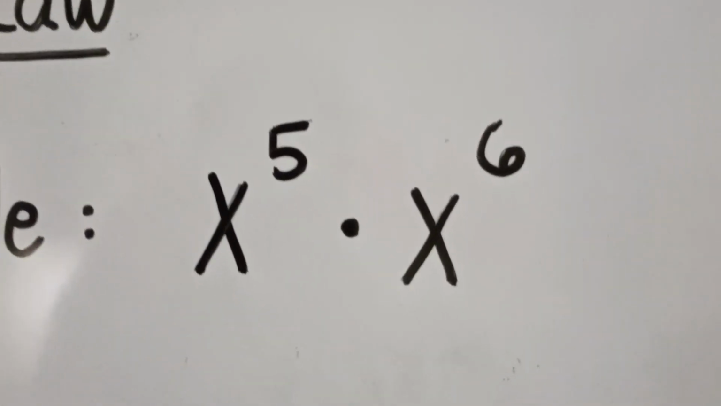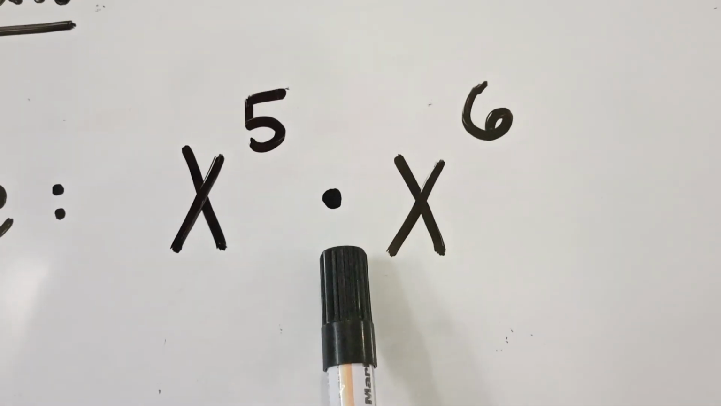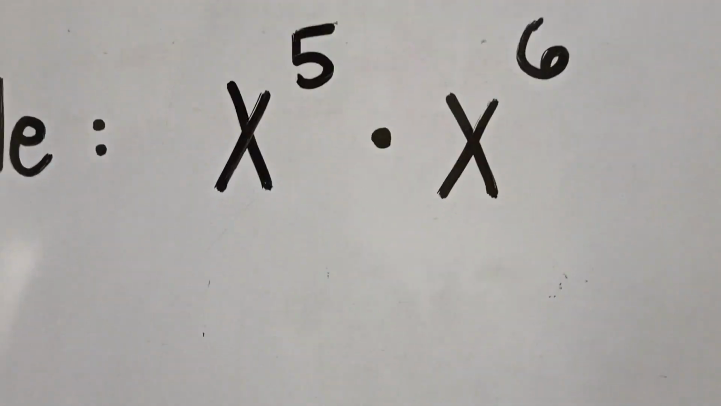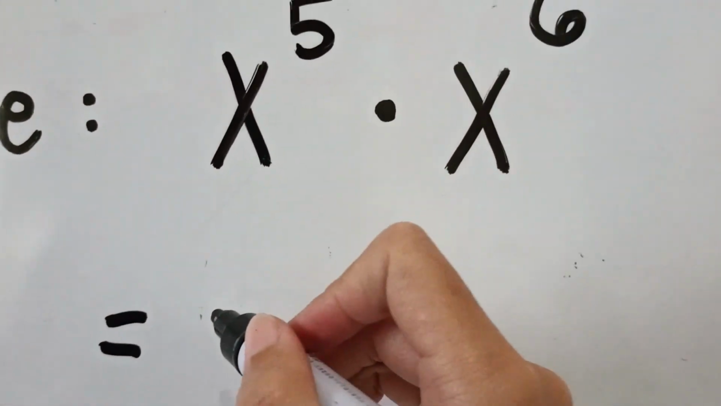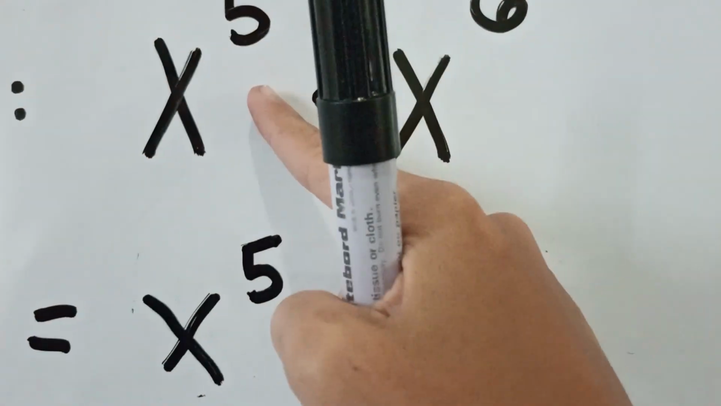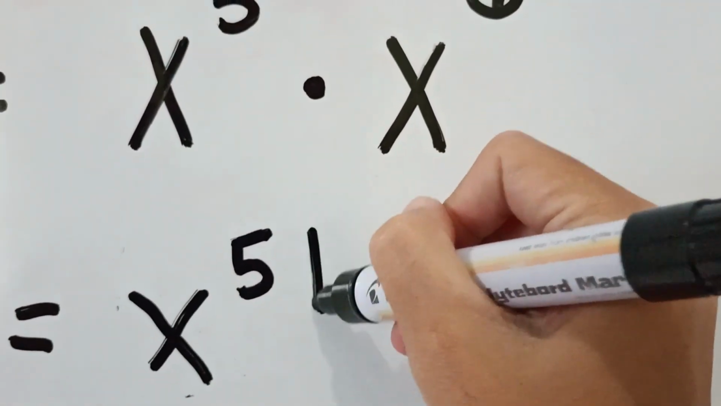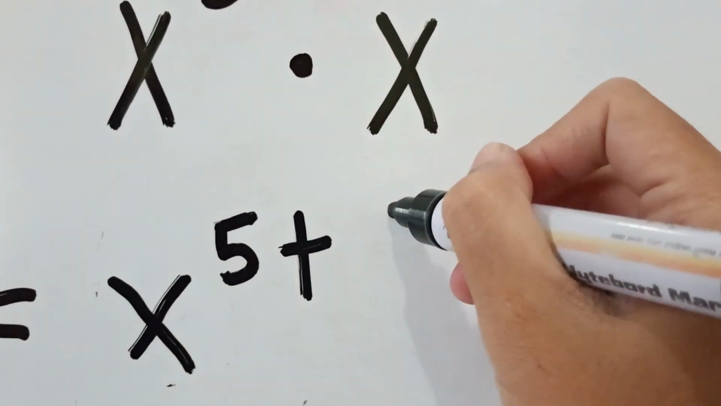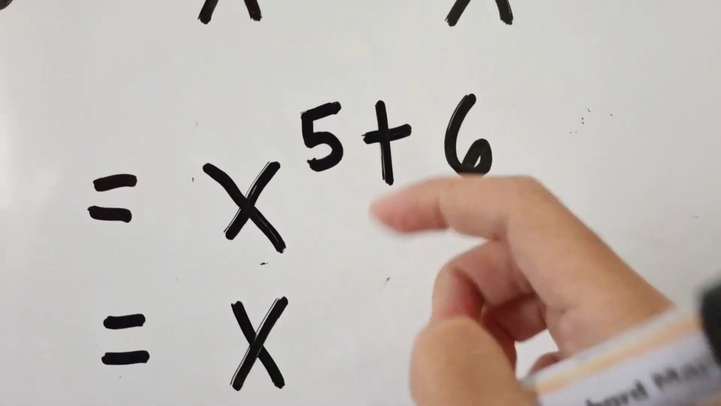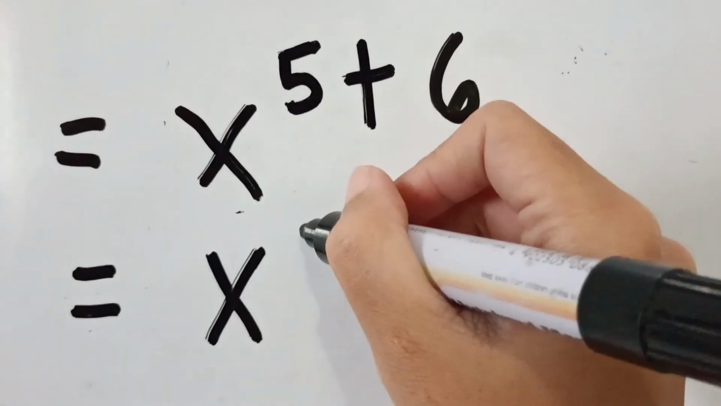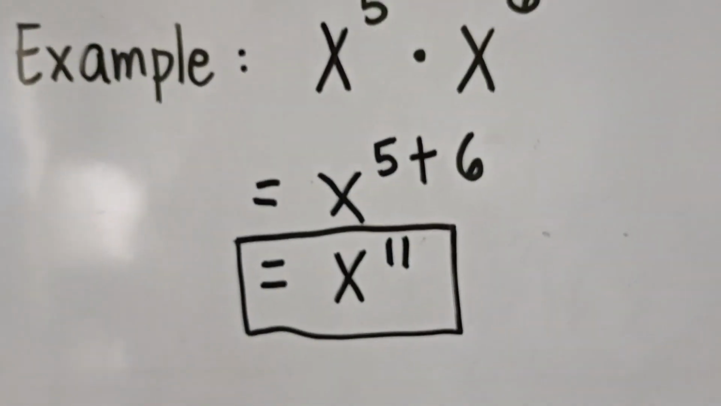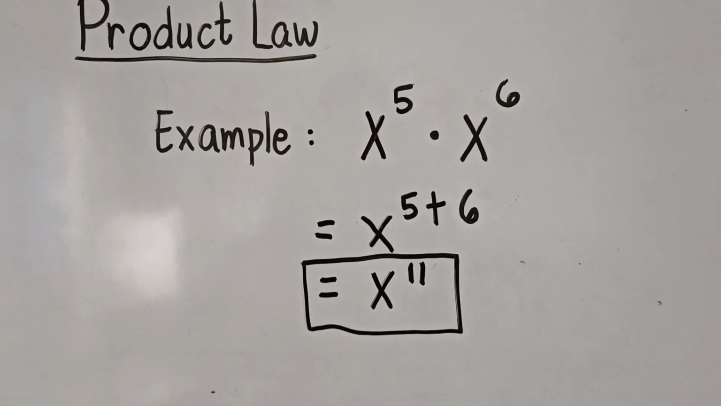Now we have an example, x to the power of 5 times x to the power of 6. As you can see, they have the same variable. So all we need to do is copy the variable, and then we copy the exponent, which is 5, and we will add it with the other exponent, which is 6. Now copy again the variable x, and then we add 5 plus 6, that is 11, and the answer is x to the power of 11. That's how we do the product law.